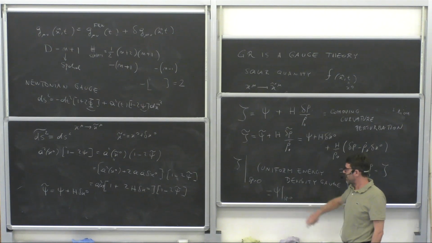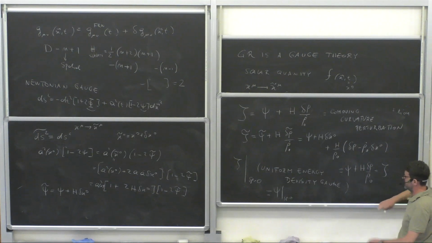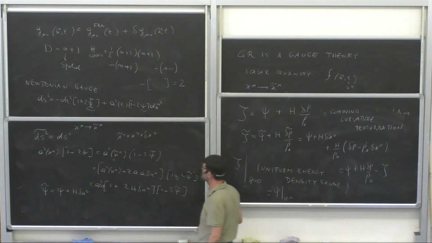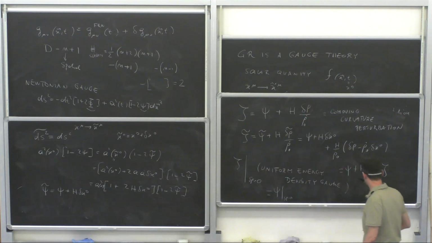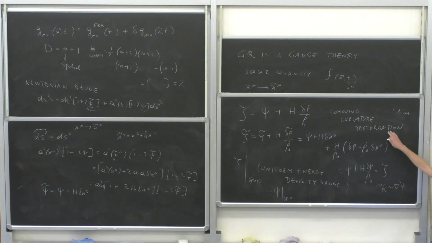Okay? And why is it called the comoving curvature perturbation? Because if you take this metric here, and you compute the three-dimensional Ricci scalar of your metric, this is proportional to the Laplacian of psi. Okay, so this zeta has the meaning of telling you how much your space-time is locally curved. So that's the reason why it's called the curvature perturbation.